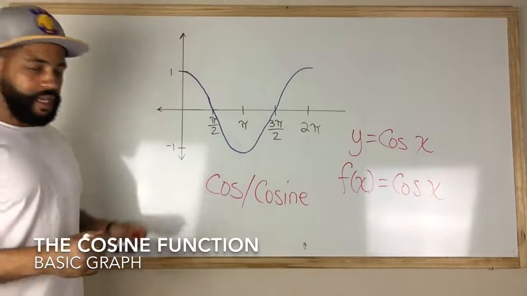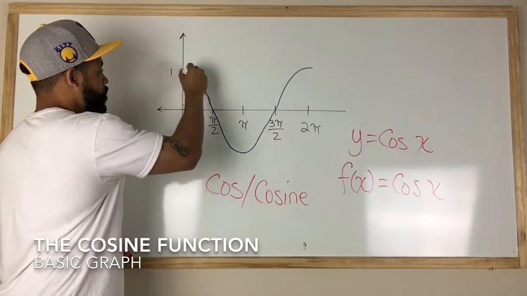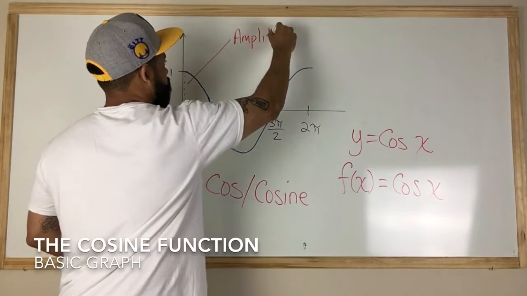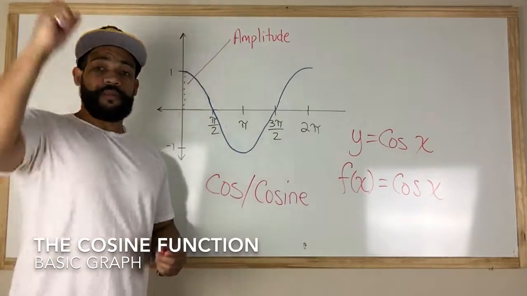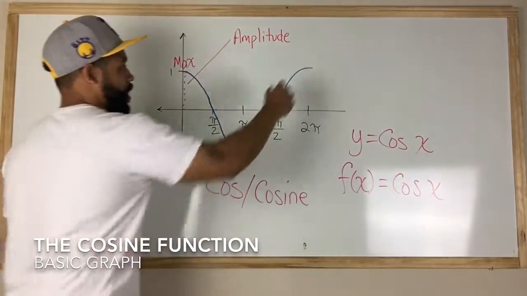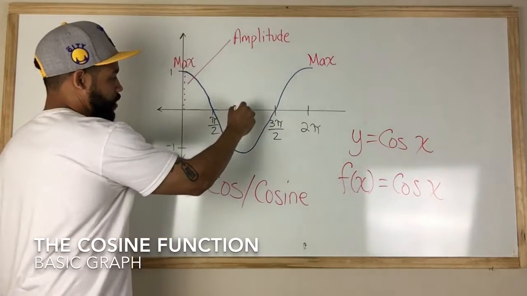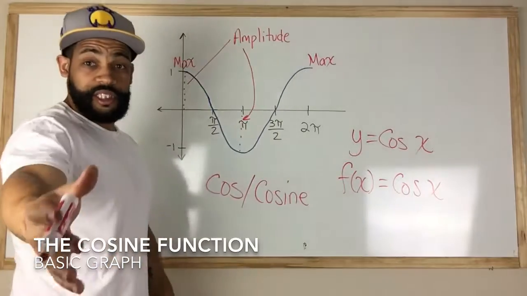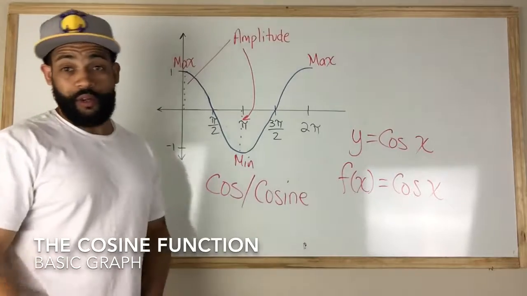So notice it starts at the maximum point, and once again when we talk about that, that is going to be the amplitude, okay? Once again, the amplitude is the distance from the center to the maximum point. So this is also a maximum point. We have a maximum point here as well, okay? Now, when we look at the amplitude as well, it's the distance from the center to the minimum point, okay? So here we have a minimum point on that graph, okay?